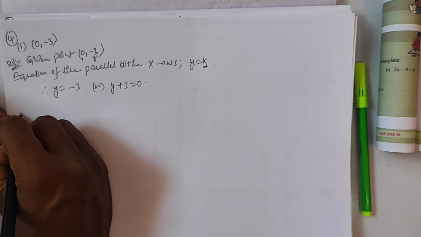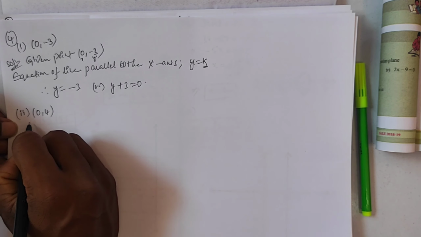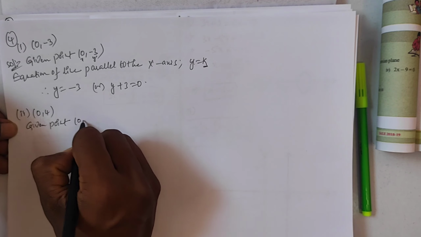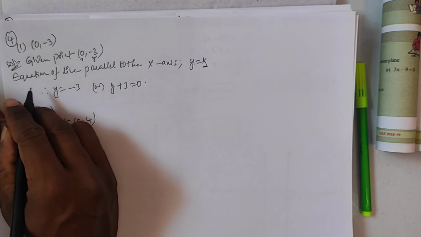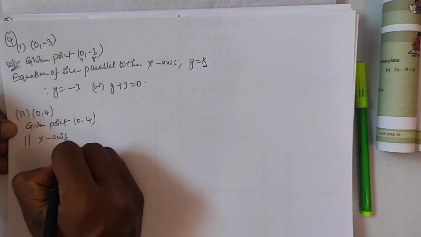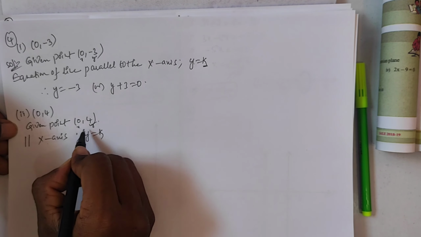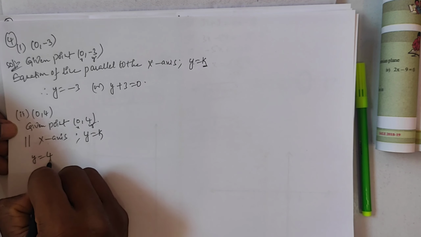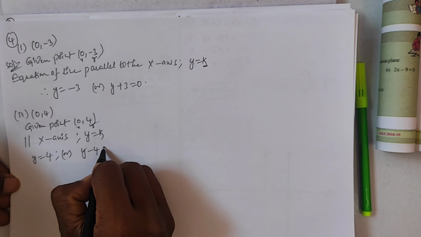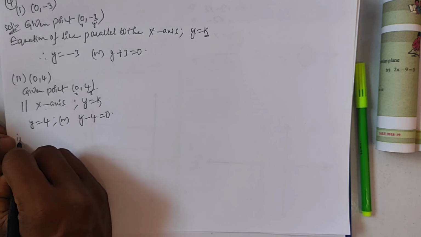Clear? Second one is (0, 4). Again, the given point is (0, 4), and the same: equation of a line parallel to the x-axis. Parallel to the x-axis is y equals constant. So you can say here y equals, what is the constant value here? 4. Or you can write y, transposing plus 4 becomes minus 4, equals 0. Is it clear, everyone?